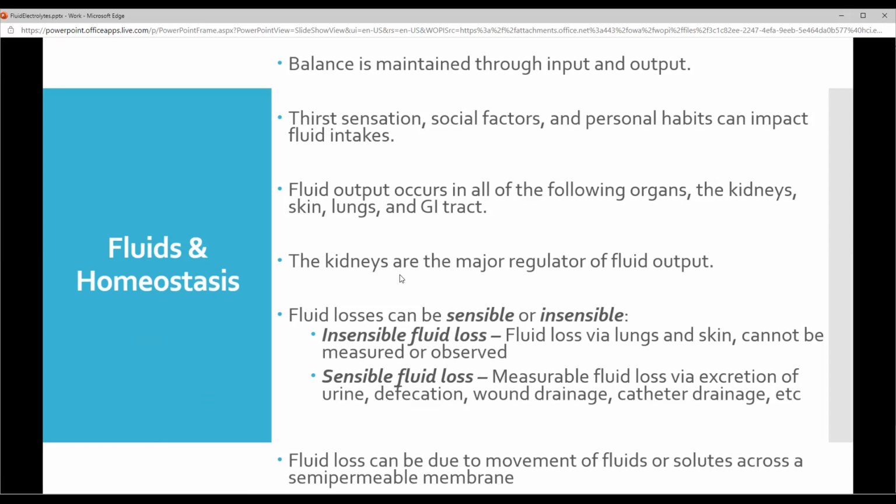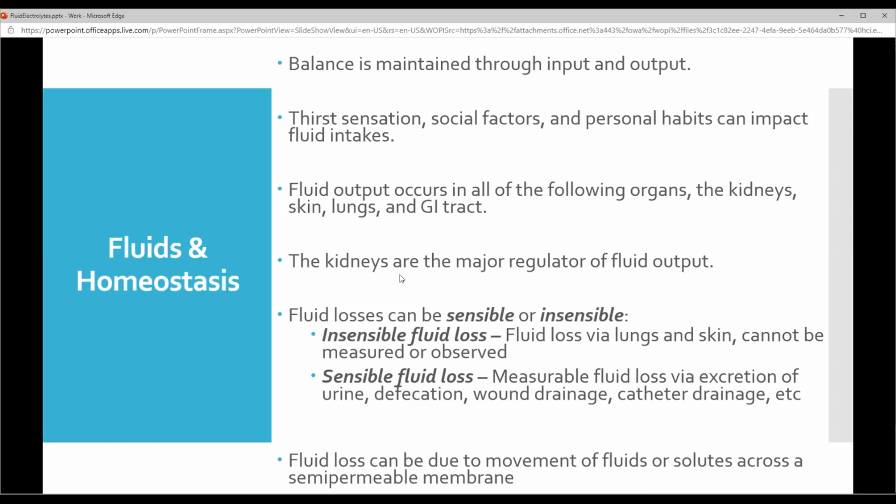So hence why a fever would dehydrate somebody, because with a fever, you're going to be sweating profusely and you're going to be tachypneic, right? You're going to breathe faster. So you're going to blow off more fluid when you exhale.